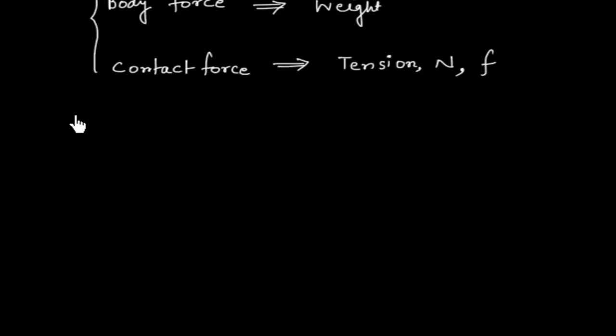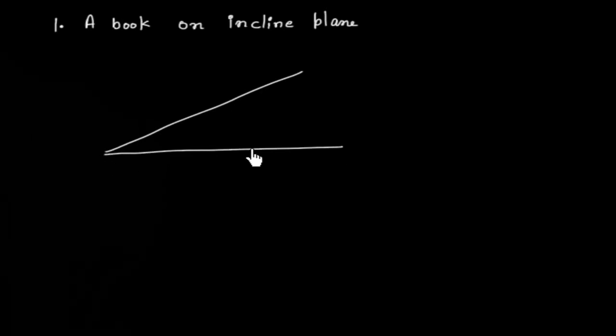First is a book kept on an inclined plane. We have to show the free body diagram. Let us say I have an inclined plane like this. This angle is theta, and there is an object or book kept here. What are the forces acting, you have to show. First the body forces. Body force is weight. This is my book, this is the center of mass, and the earth will always pull vertically down. This is the weight, equal to mg.